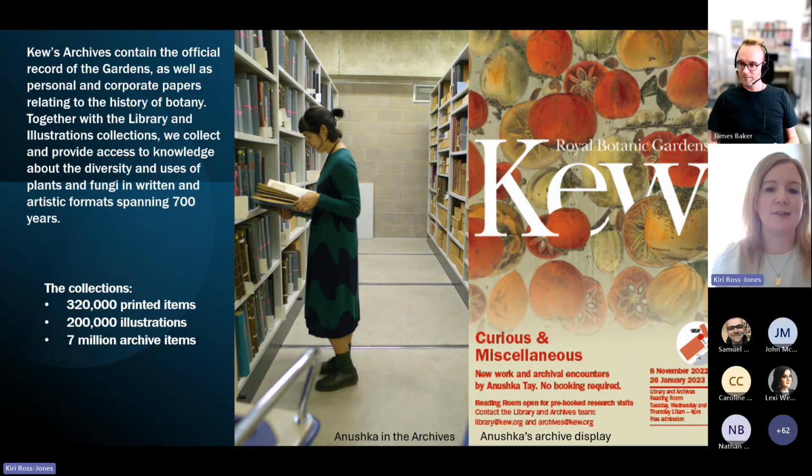So Kew's archives contain the official record of the gardens, as well as personal papers of individuals connected with the history of botany. And with our library and illustrations collections, the archives form a really comprehensive resource relating to botany and history of science. In the library, we have about 320,000 printed items. In illustrations, we have 200,000 items. In archives, the part I look after, we think if you counted every piece of paper, we have 7 million pieces of paper, which sounds immense. It's quite big, but it's about 2 kilometres of archives, and all of our collections are constantly growing.